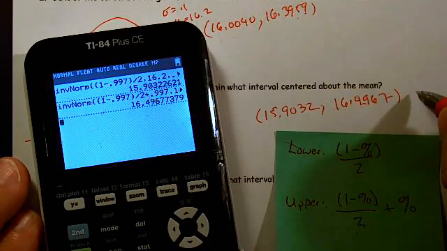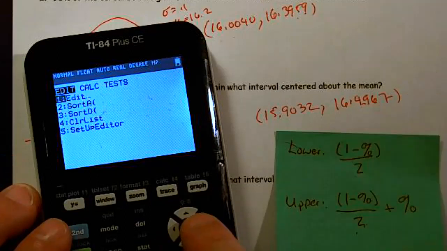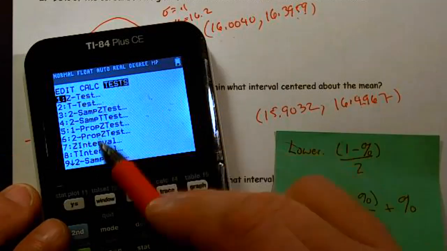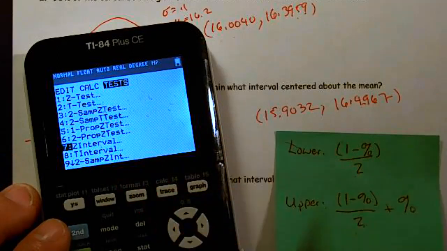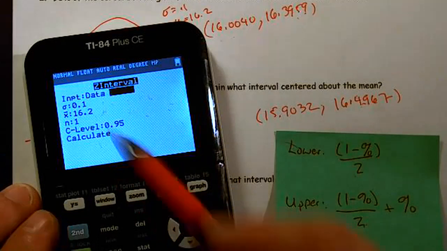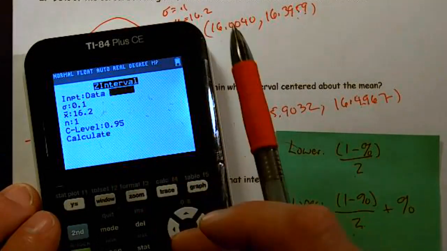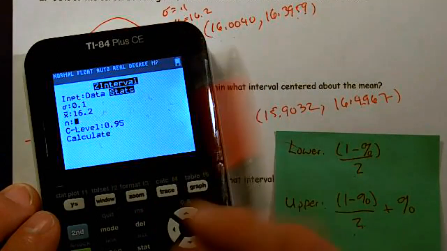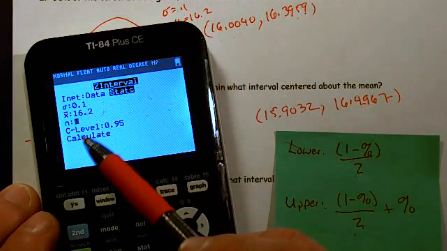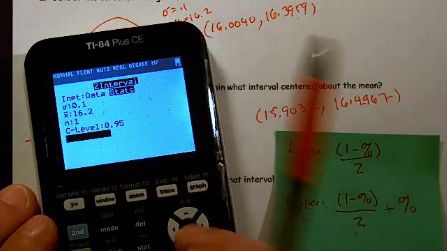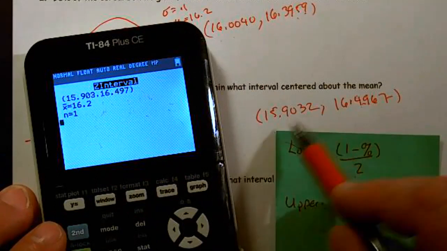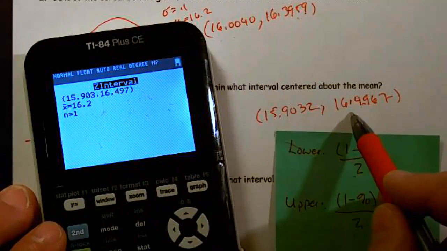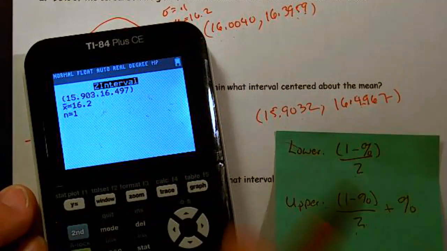So let's try that stats test z-test, because that's kind of quick. Stats test z-interval. So number 7. Our standard deviation is 0.1. Our mean is 16.2. If they don't tell you a sample size, you have to use 1. And now our confidence level is 0.997. 15.903, 16.497. That looks pretty good.